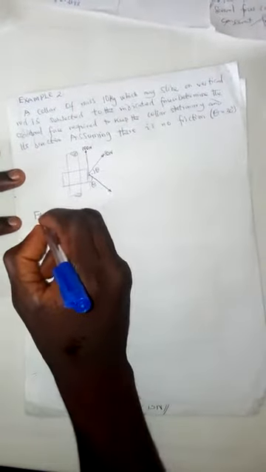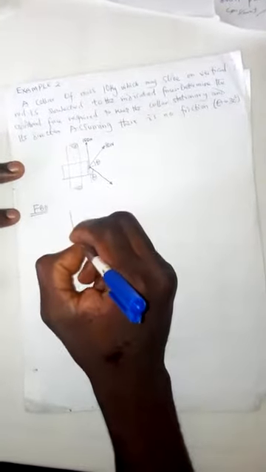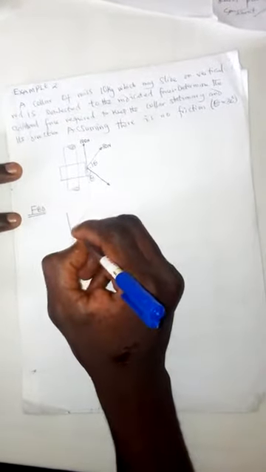Now to draw the free body diagram, FBD, we have something like this. This is 80 Newton.